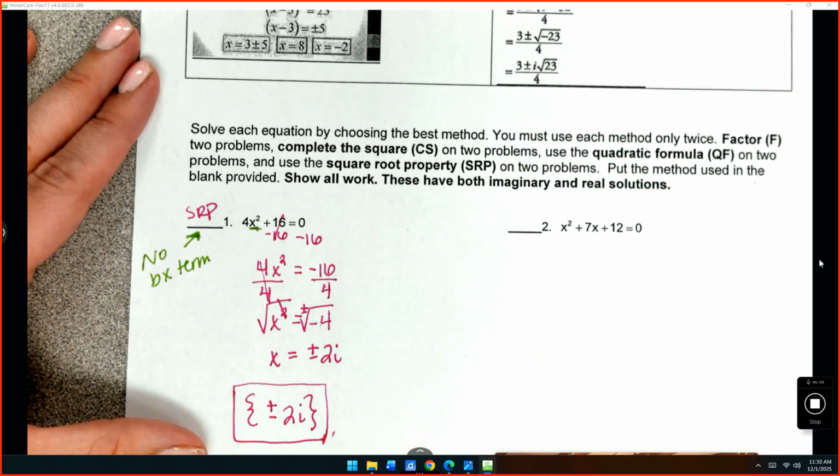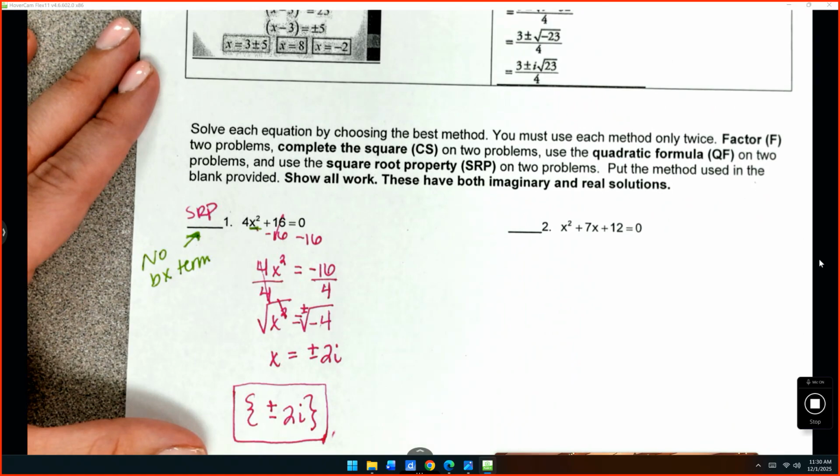Okay, now why did we choose factoring? Because it would actually factor. There are factors of C, which is the number 12, that add to 7. Okay, so far so good? Okay, let's look at the next one. Number 3.